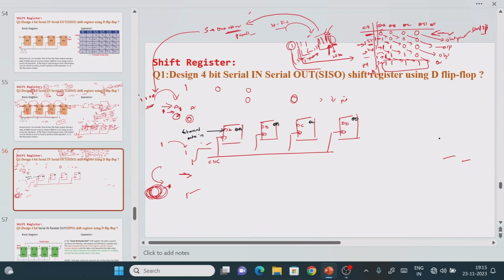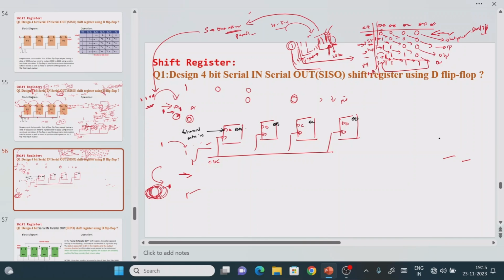This example we will consider. So how do we connect one flip-flop with another flip-flop? After applying the clock pulse, the output of the first flip-flop is connected to the second flip-flop input, nothing but the serial in operation. It means the shifting will also be performed horizontally only, because as per the given question, we need to perform serial in, serial out.